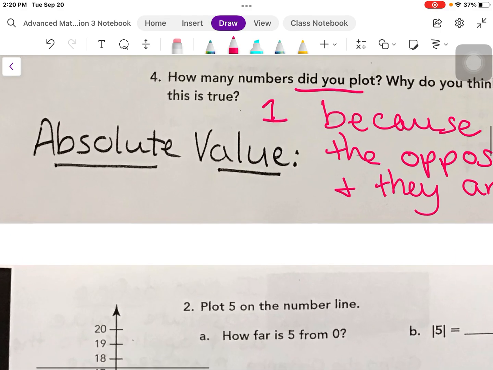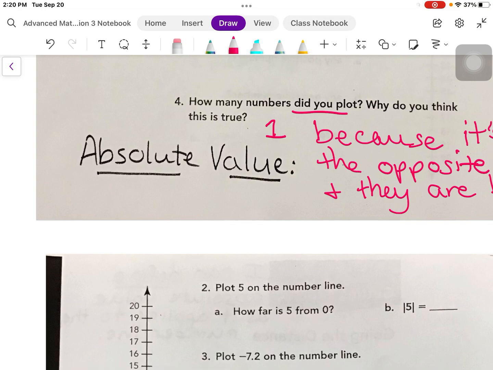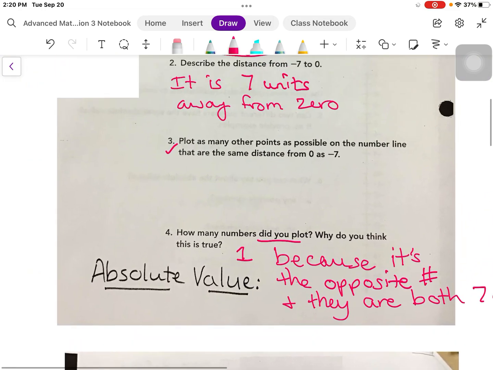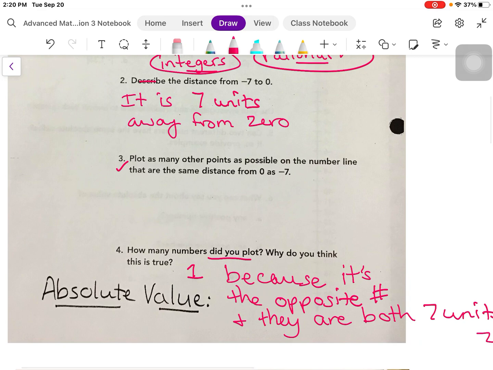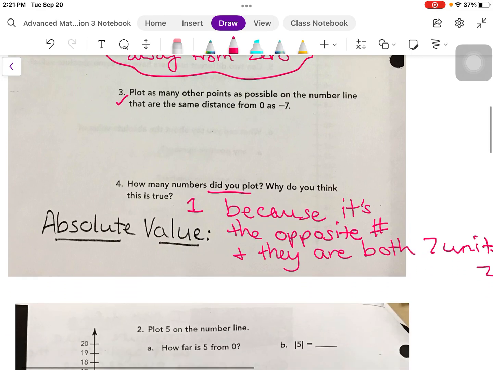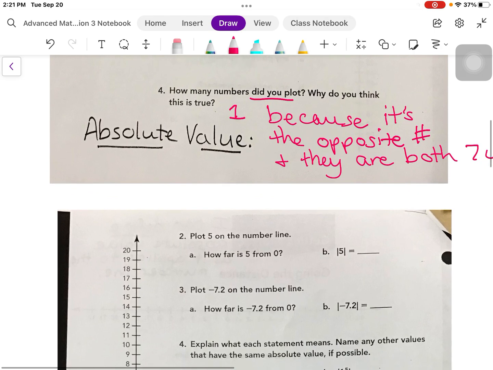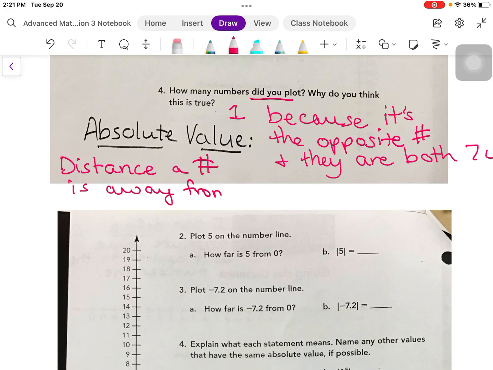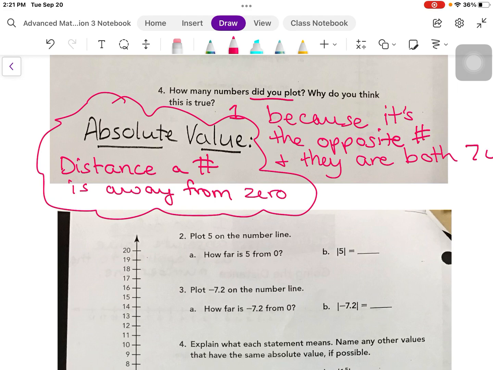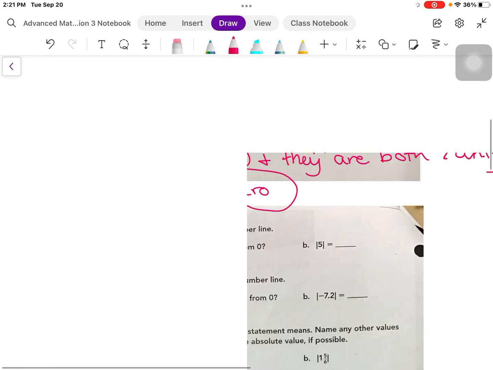Let's define absolute value here. You can look in your notes. You can think about what we remembered. But if we're going to look at these two, if both are 7 units away from 0, and it could be positive or negative, we can define absolute value as the distance a number is away from 0. That's one of my learning targets. I have to be able to define it, and I can show that by using a number line.